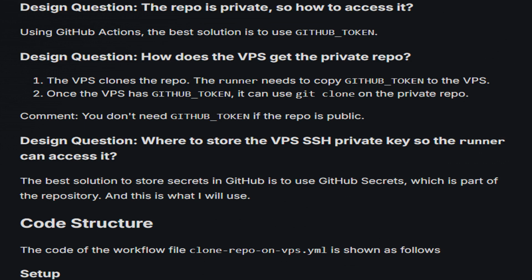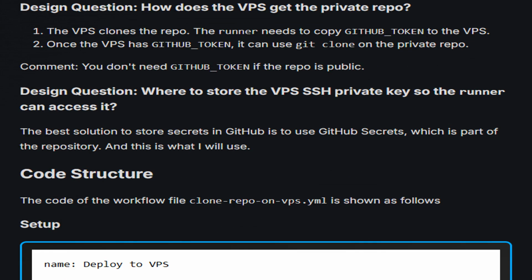This question addresses the challenge of accessing a private repository. The solution involves utilizing the GitHub token, which provides authenticated access when cloning the repo. This query discusses how the VPS retrieves the private repository.